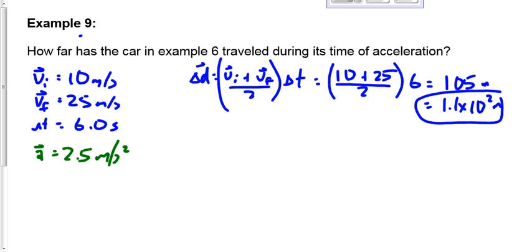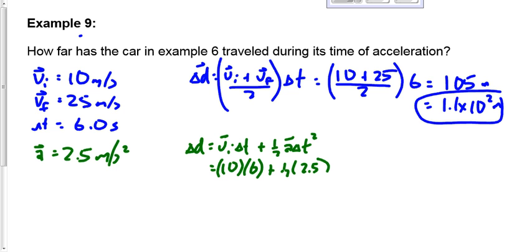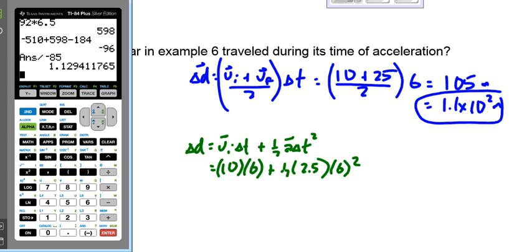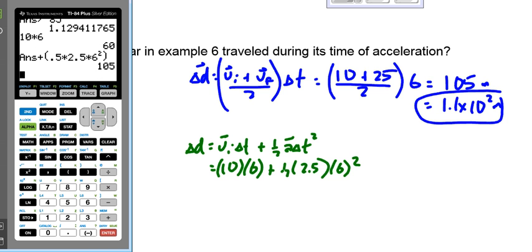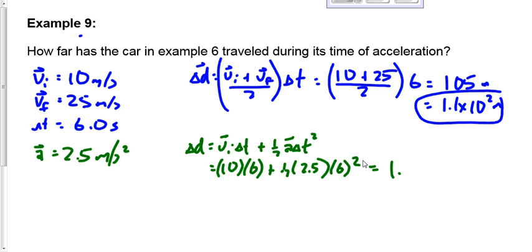You could say D is equal to VIT plus 1/2 AT squared. Watch me do this here now, guys. This gives me 10 times 6 plus 1/2 of 2.5 times 6 squared. Let's calculate that. 10 times 6 plus 0.5 times 2.5 times 6 squared gives me 105, or 1.1 times 10 to the 2 meters.